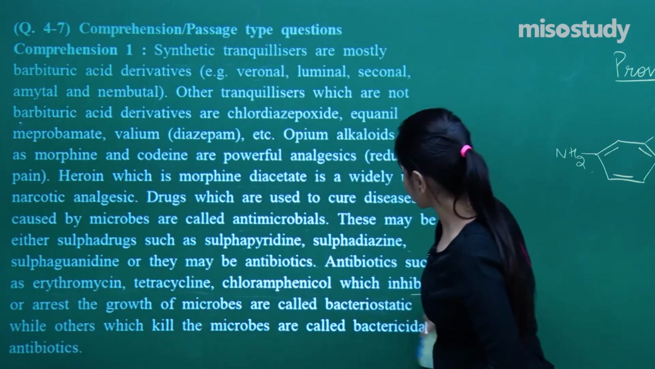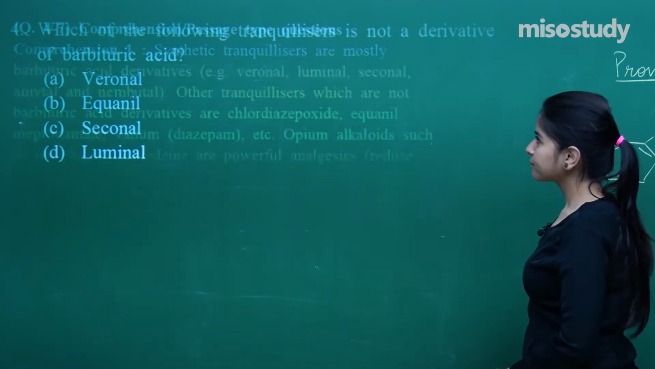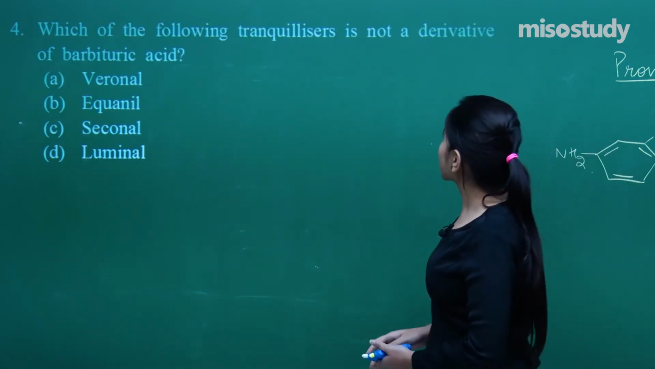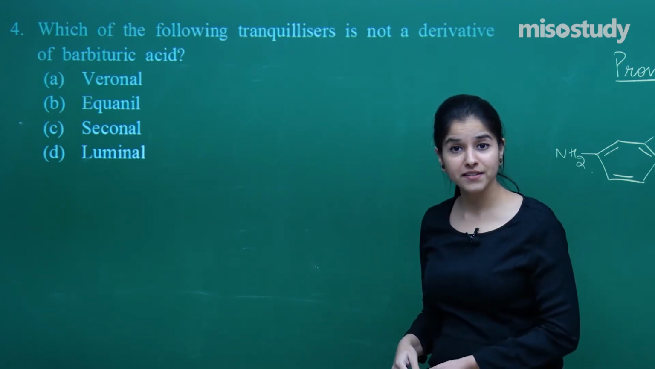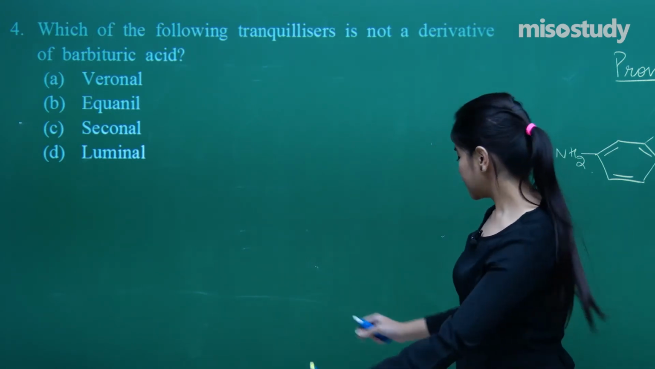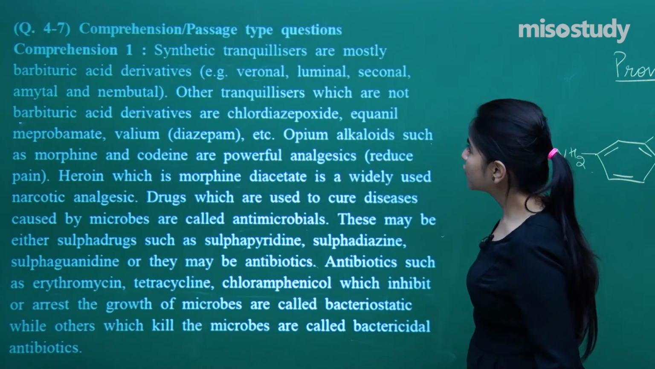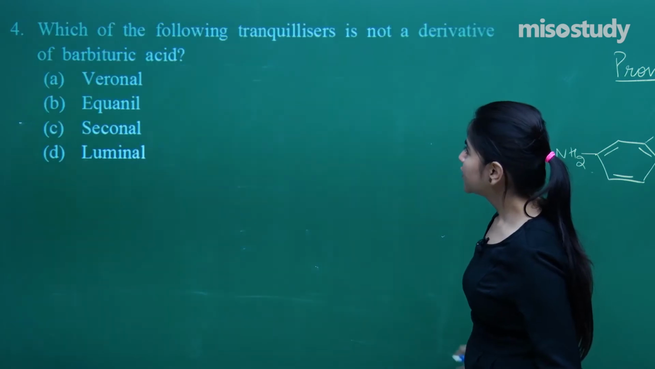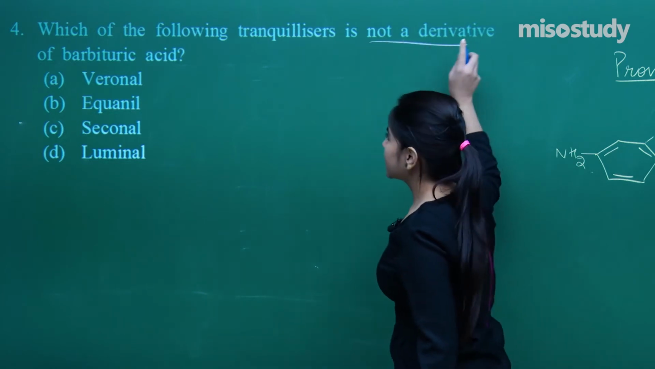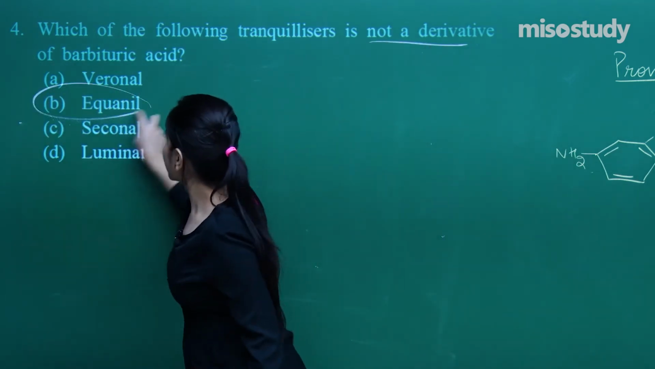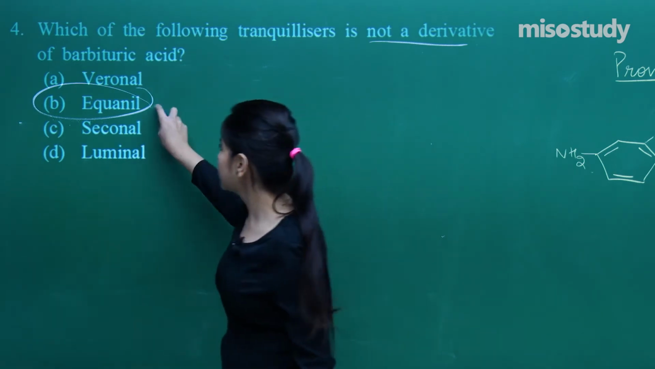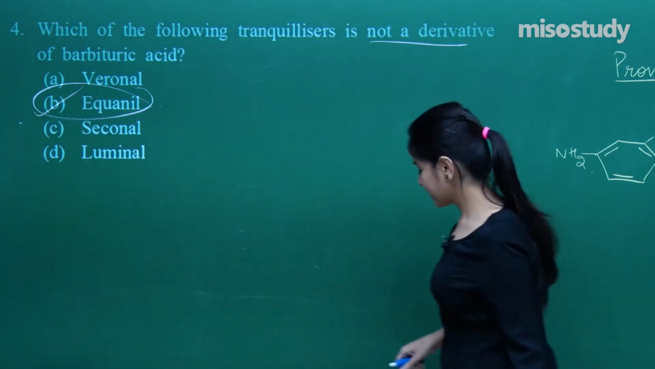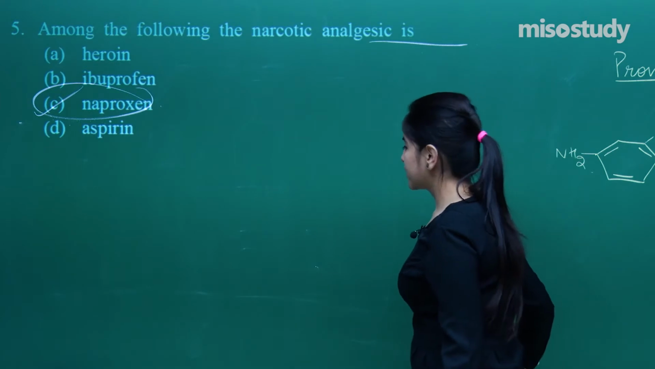What all questions do we have? Which of the following tranquilizers is not a derivative of barbituric acid? So as we have done it, it was very much evident from the comprehension itself. So those which are not a derivative are equanil. So it's very much given in the comprehension itself. B is the right option. Now let's move on to the next question.